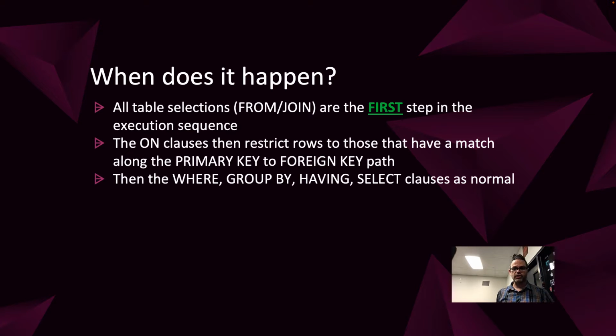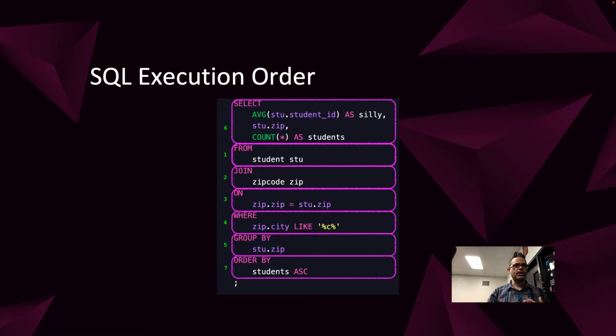Then I call the where clause to restrict rows further, followed by group by, having if I need them. And then finally a select clause to identify the columns I'm getting the data out so I can go from there. We can see the execution order right here.